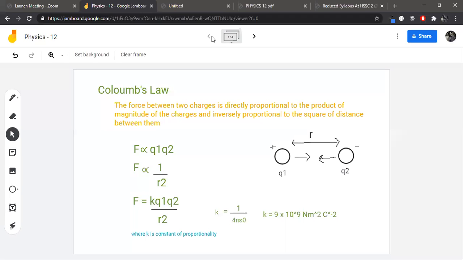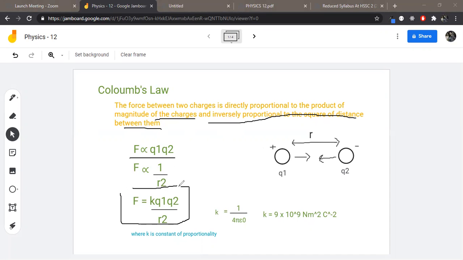So I've prepared some slides. We'll go through them. So Coulomb's law, what does Coulomb's law say? It says that when we have 2 point charges, the force between them is directly proportional to the product of the magnitude of the charges, and inversely proportional to the square of the distance between them. And when we combine both of these proportionalities, then we'll get this thing. And to remove the proportionality, we have to include the sign of equality.